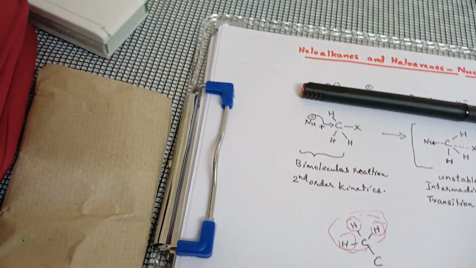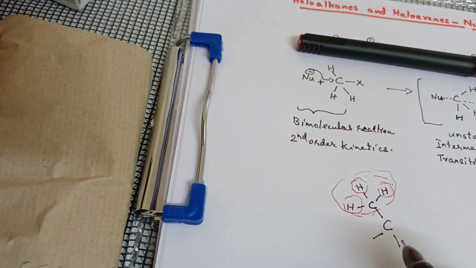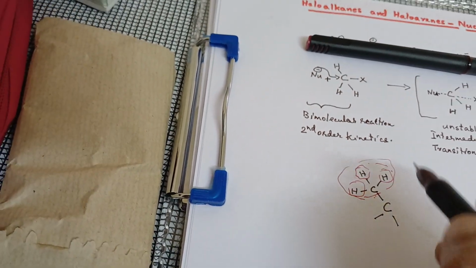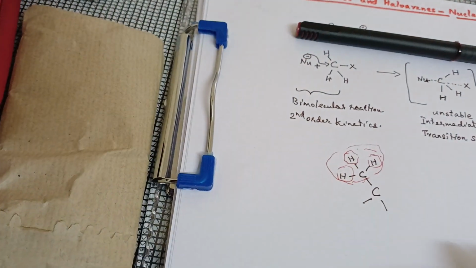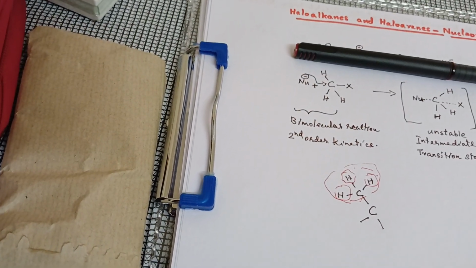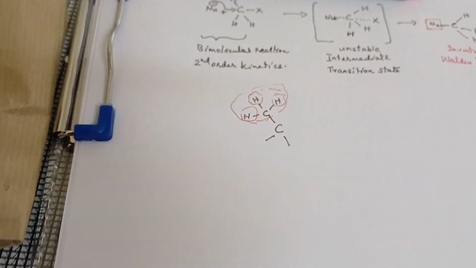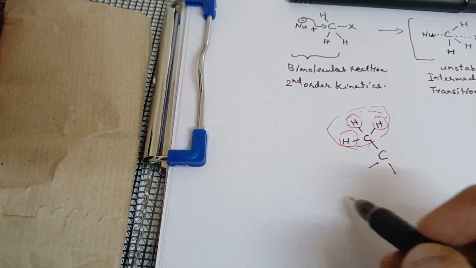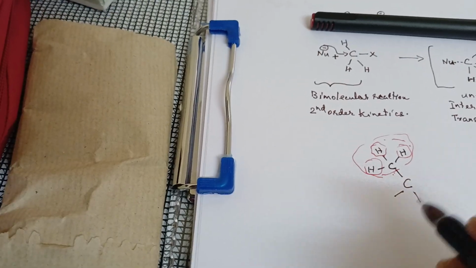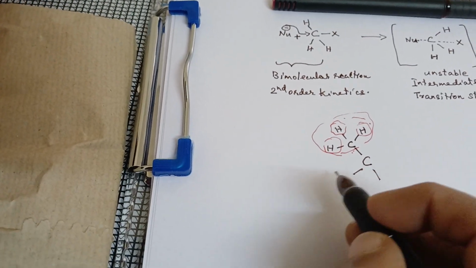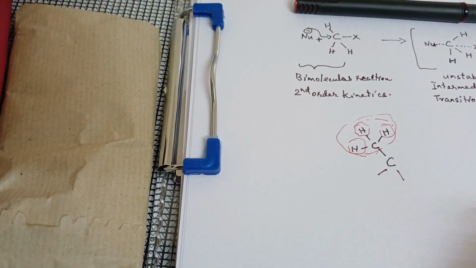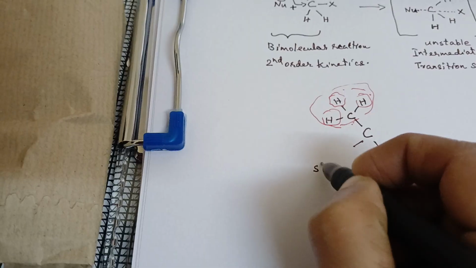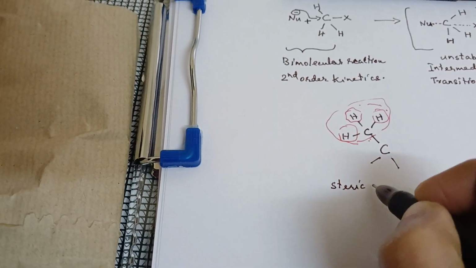So the reactivity of the alkyl halide will depend on whether it is a methyl or a primary, secondary or tertiary alkyl halide. If bulky groups are attached to this, it will be very difficult for the nucleophile to make an attack at this site. So there will be steric hindrance.